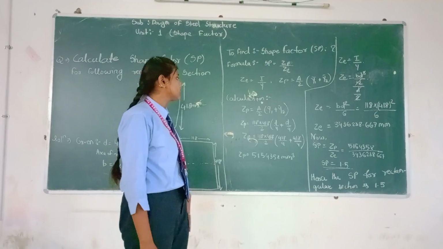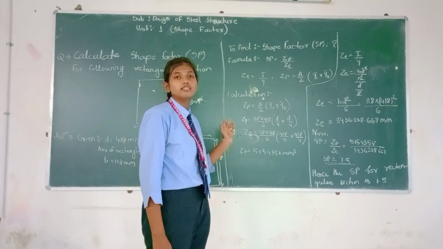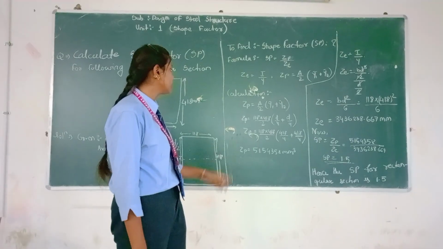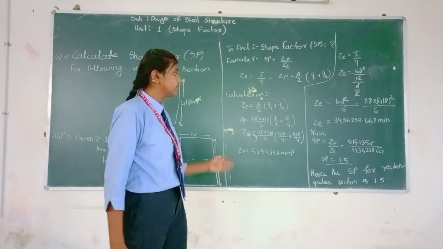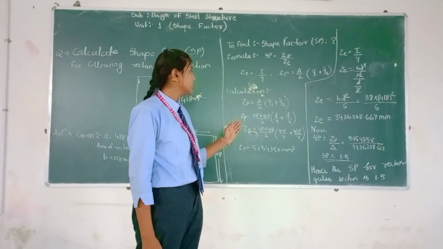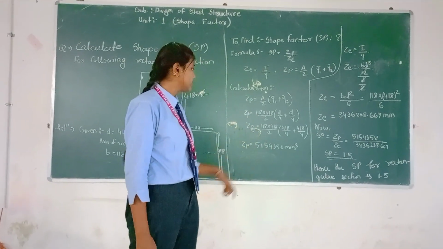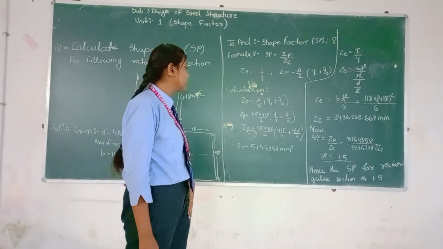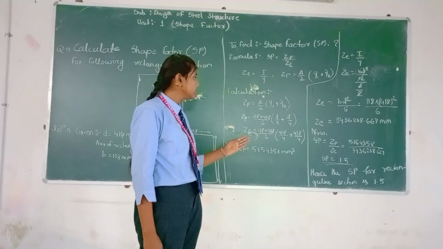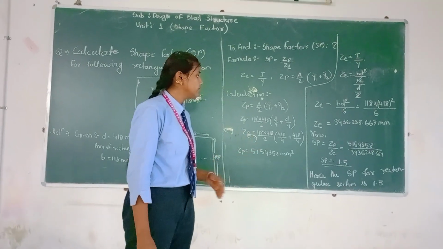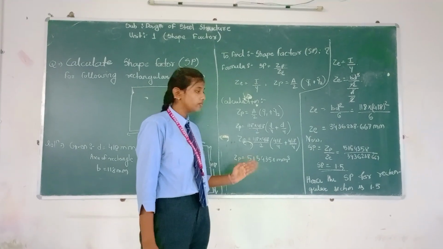Calculation: ZP is equal to A upon 2 into (y bar 1 plus y bar 2) in one bracket. ZP is equal to 118 into 418 divided by 2, then (D by 4 plus D by 4) in one bracket. Then ZP is equal to 118 into 418 divided by 2, then (418 divided by 4 plus 418 divided by 4).